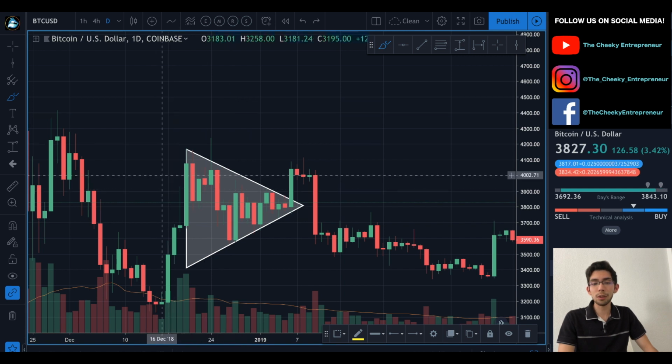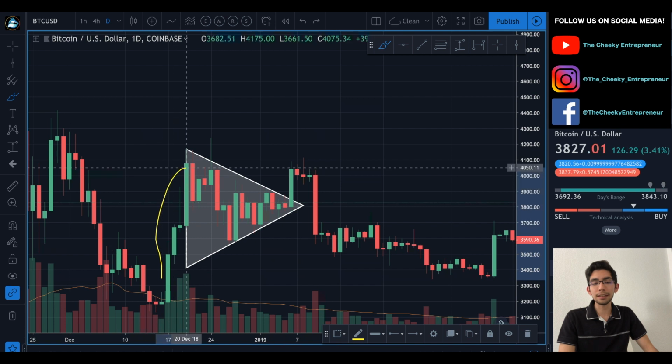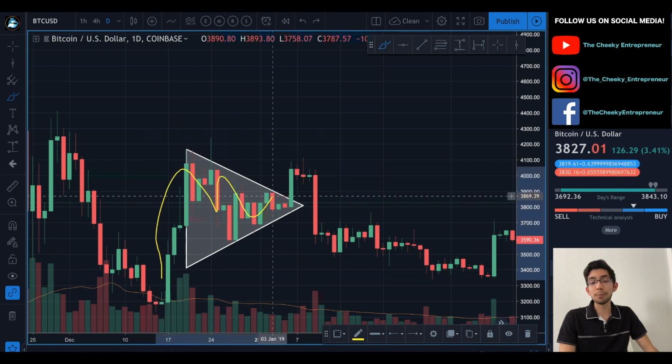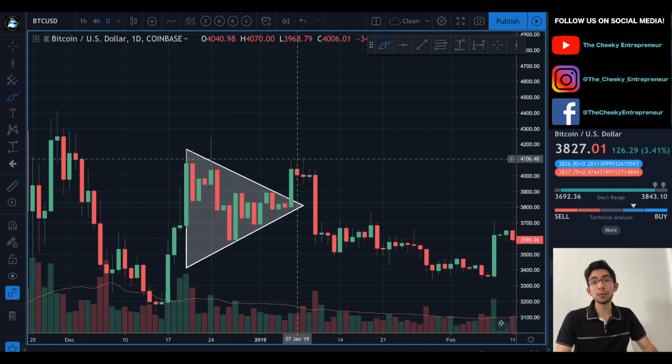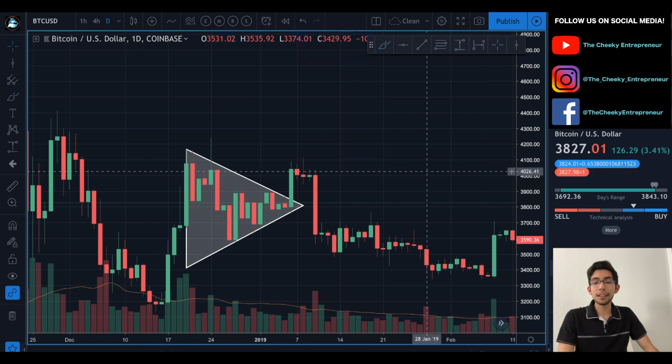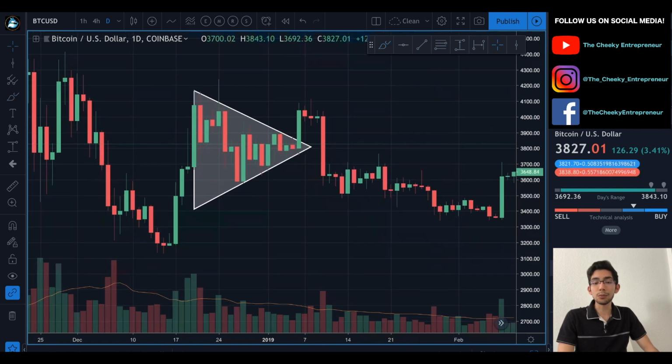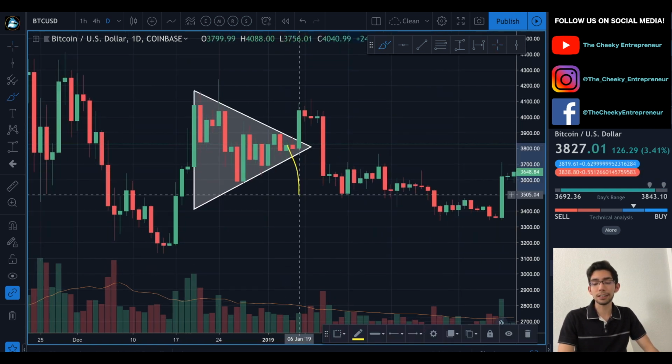And here you can have it as a continuation pattern. For instance, here you were going to the upside, then you met this pattern and you actually break to the upside, so that's a continuation pattern. But it could also be a reversal pattern. So for instance, in this case, there is no reason why this wouldn't have broken to the downside.